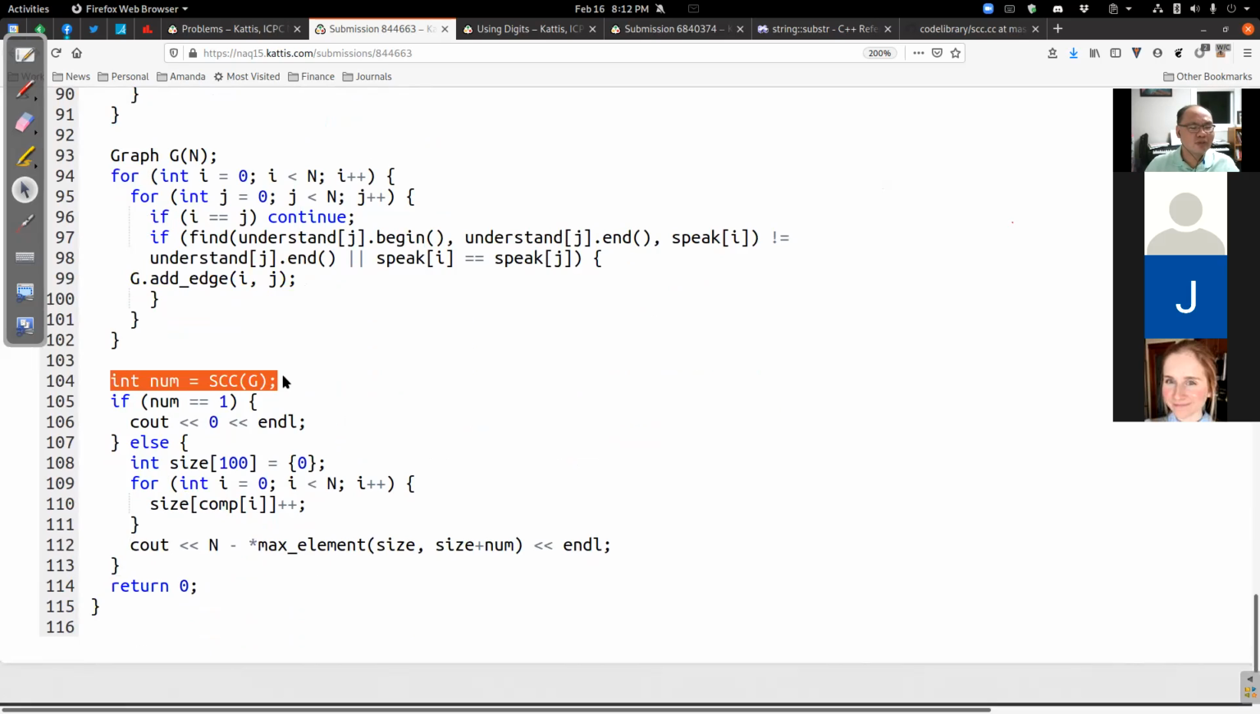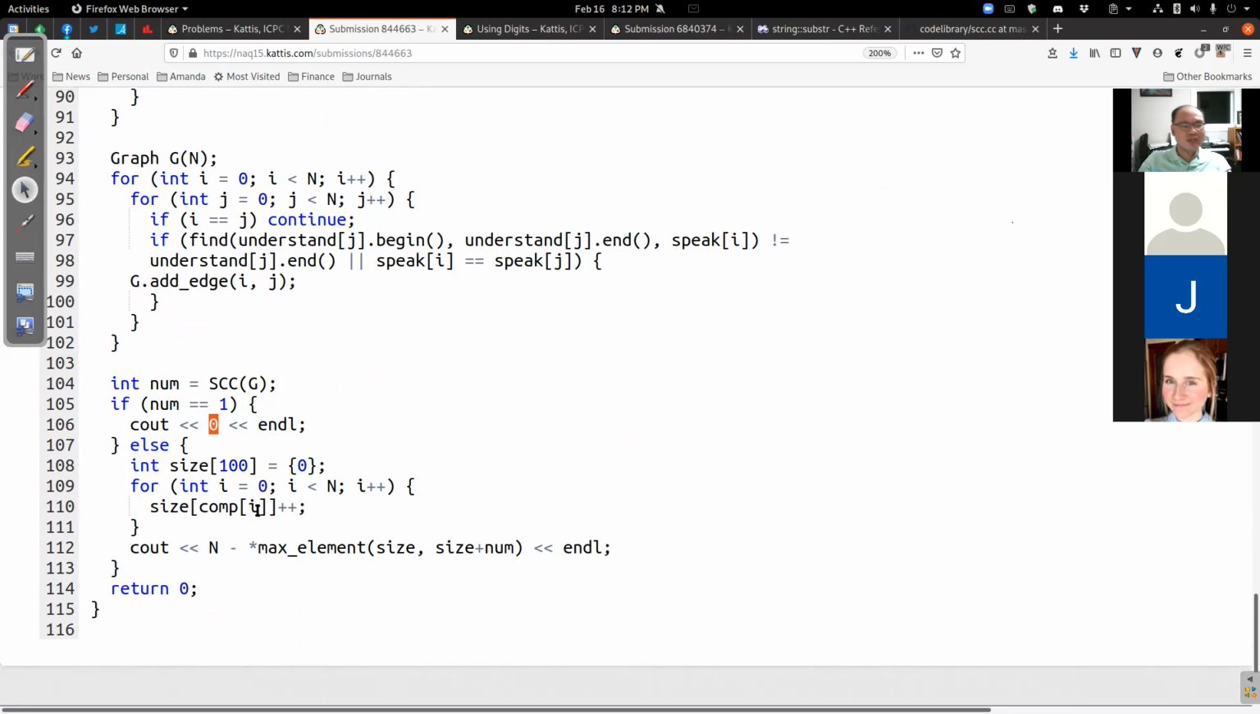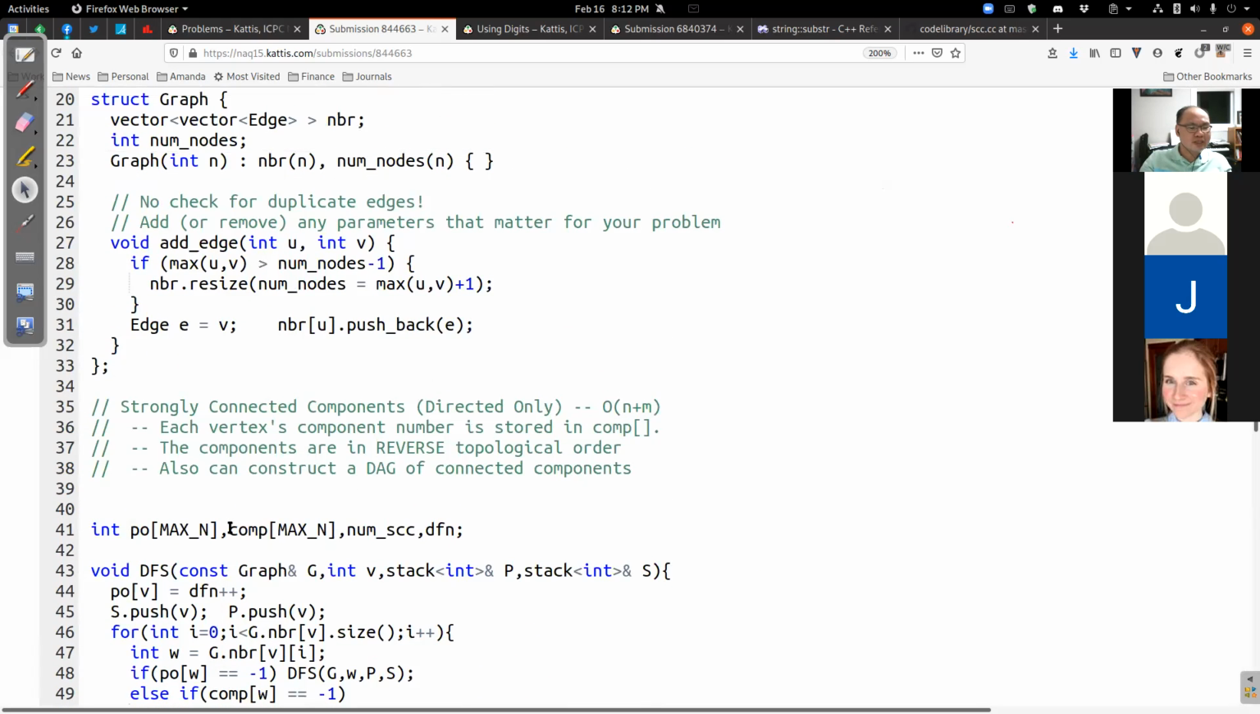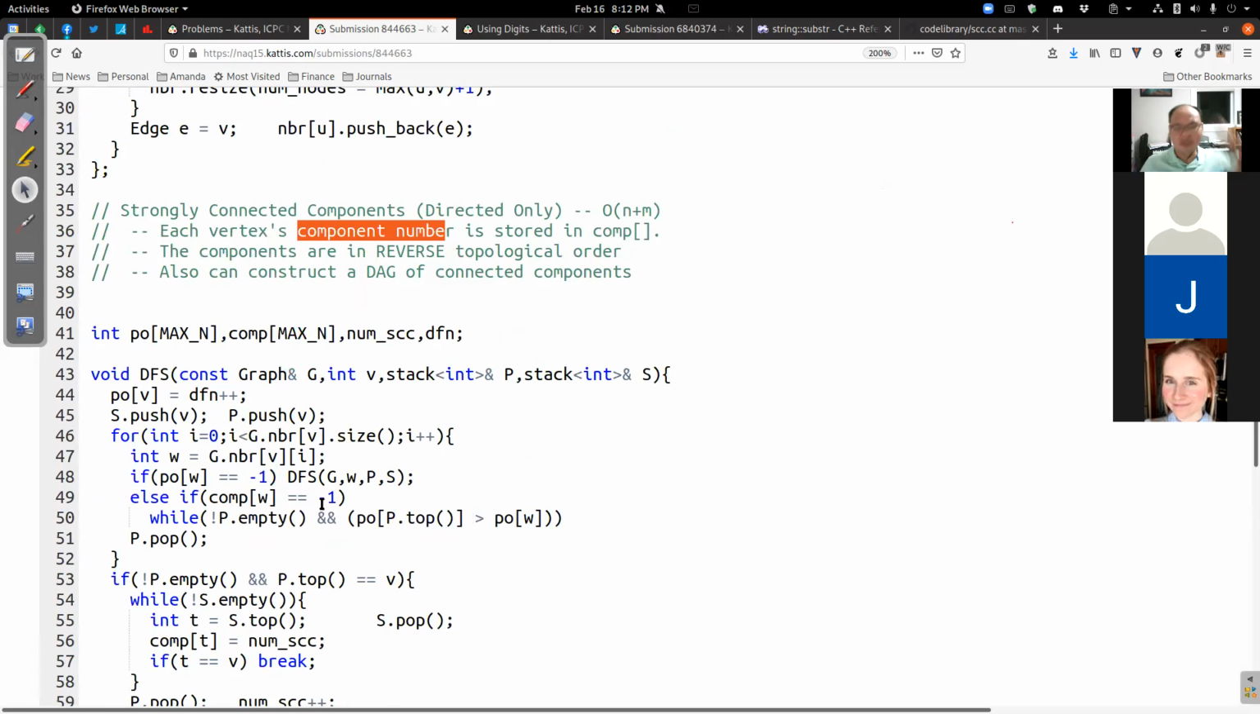And then I just run this algorithm that returns the number of strongly connected components. If the whole graph is strongly connected, then I'm done. That's the answer. Otherwise, I try to figure out how big each connected component is. This code returns an array that, for each vertex in the graph, gives a label, which is a component number. So the first component is 0, every vertex that belongs to component 0 has 0 in this array, and then 1 for the second component, and so on.